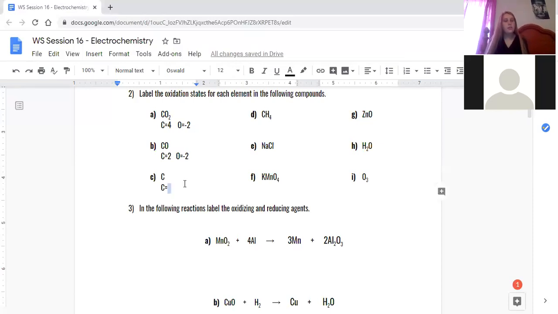So because carbon is just by itself, its oxidation state is going to be 0 because the charge is 0 and there's nothing else going on here. So that's all we have to look at.